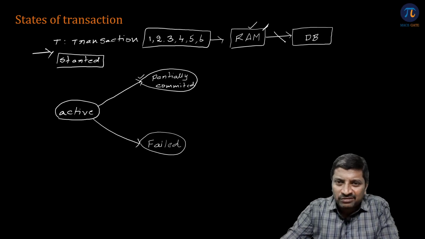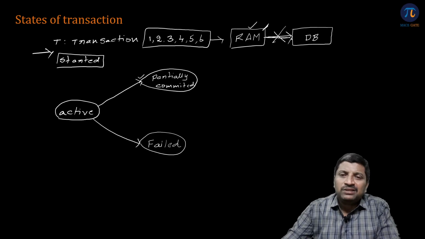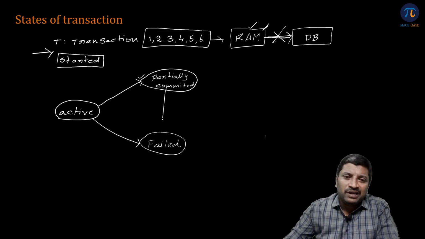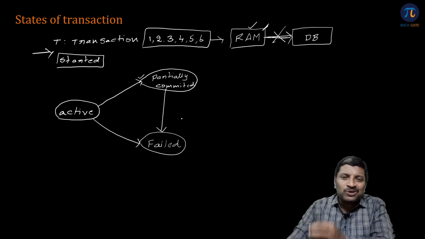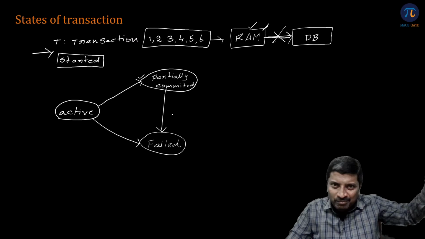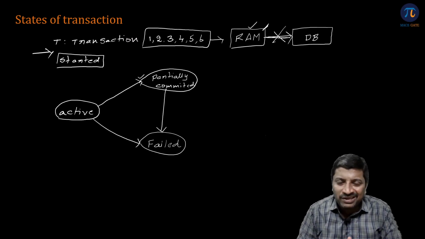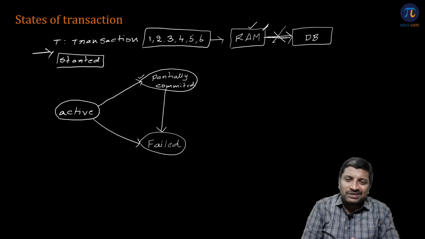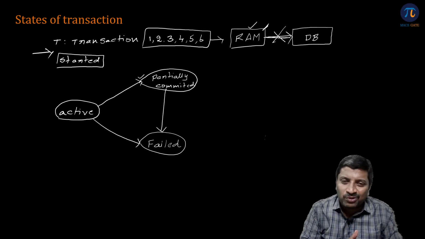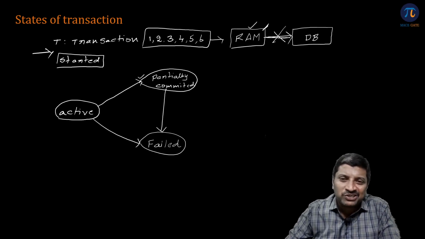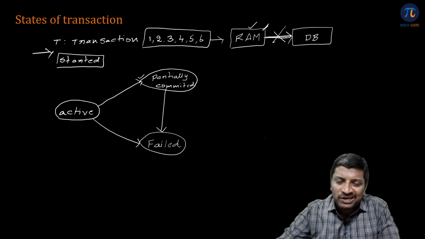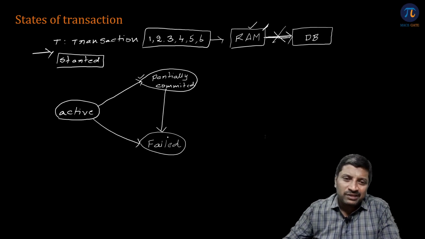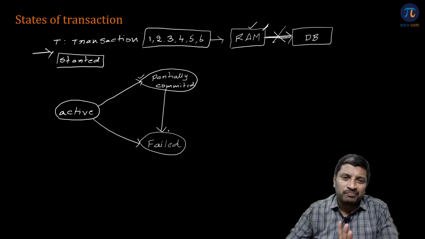Suppose while you are transferring or updating, suddenly there is a power failure. Then again it comes to failure. The customer doesn't listen that I have done all the operations in my RAM but it was not updated to the database. He doesn't know the terminology sometimes. So you should not say I completed the transaction in RAM but it was not updated to hard disk. Whenever it is partially committed and the transaction fails while updating the original database, you go back to the failure state.